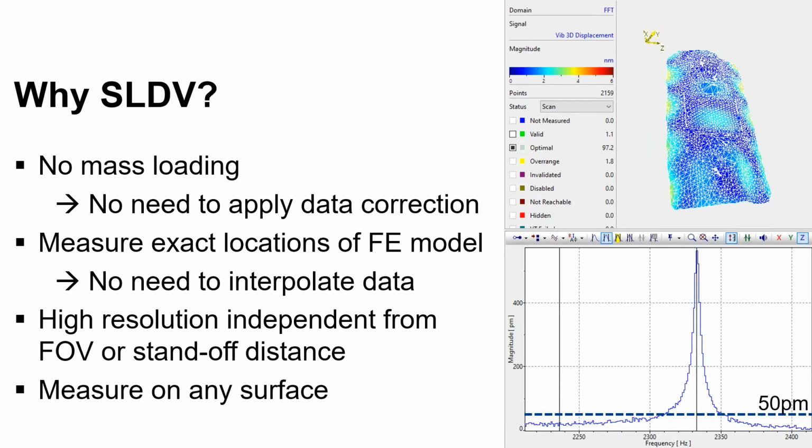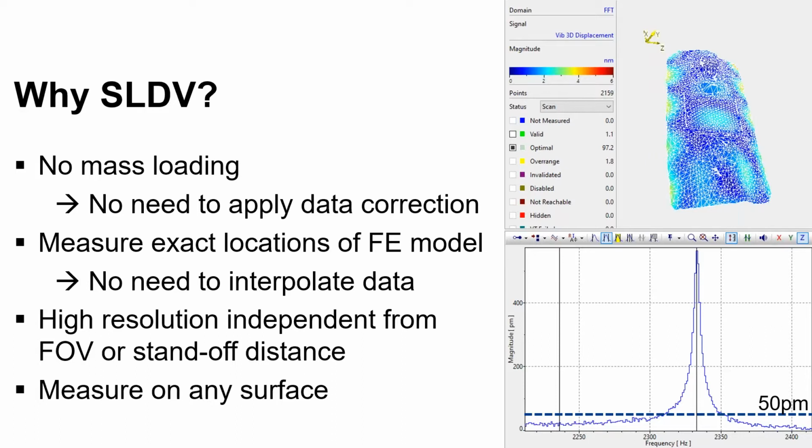Scanning Laser Doppler Vibrometry, or SLDV for short, is an ideal method for test verification because, first of all, there's no mass loading. So the data can be taken at face value. There is no need to apply data correction. Also, with a scanning laser vibrometer, you can measure the exact locations of the FE model, so there's no need to interpolate data.